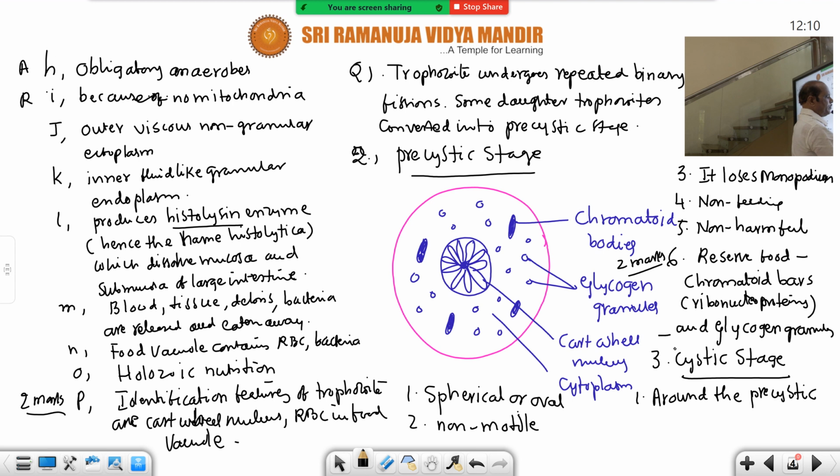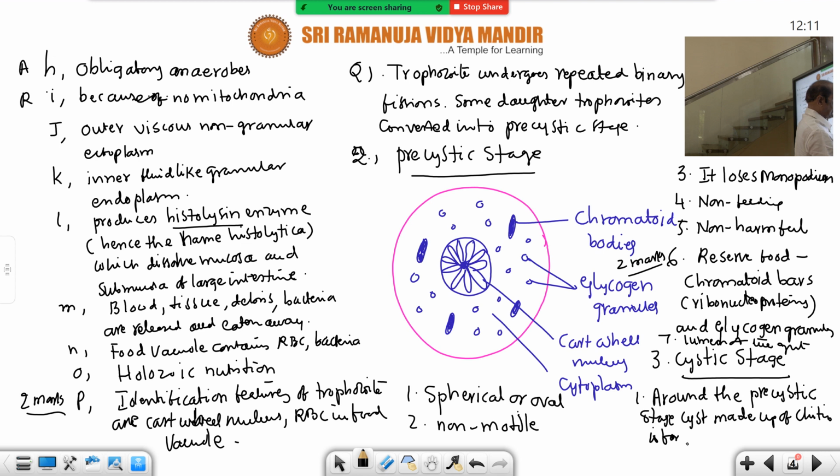Where does it occur? You can also write down that both the pre-cystic and cystic stages occur in the lumen of the gut. Lumen of the gut means the large intestine, in the lumen cavity. That is why the pre-cystic and cystic stages are coelozoic. Around the pre-cystic stage, what happens? The cyst made up of chitin is formed.